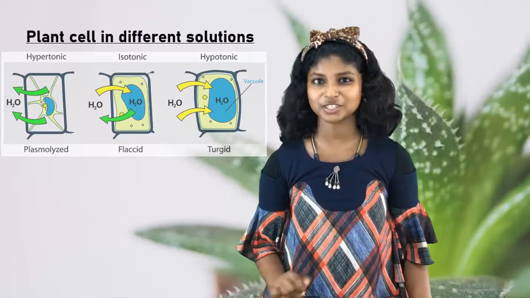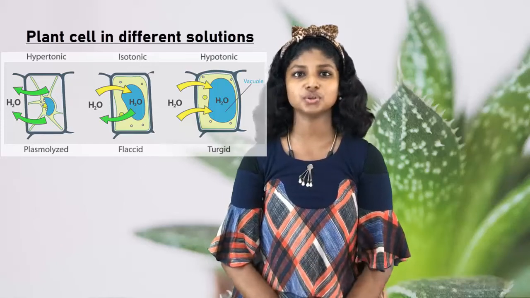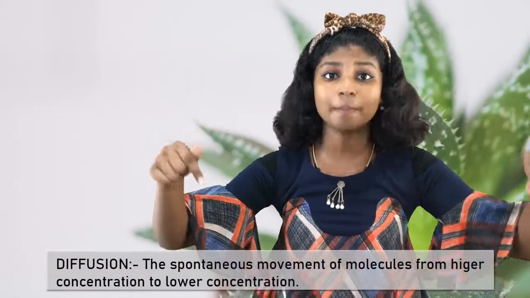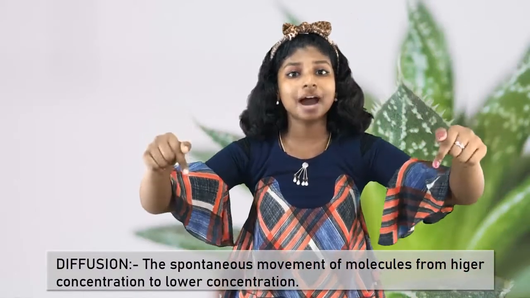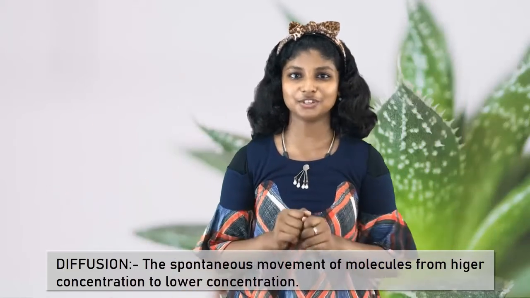That's all about today's topic. We have covered plant cells in different solutions. So let us just summarize. We have studied diffusion, the movement of molecules across the cell, and the first one is diffusion. Diffusion means the spontaneous movement of molecules from higher concentration to lower concentration.